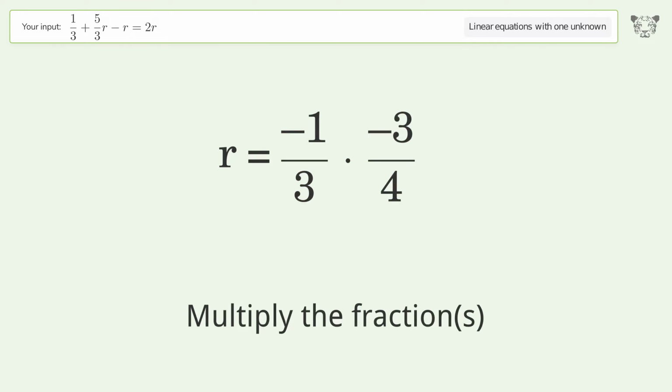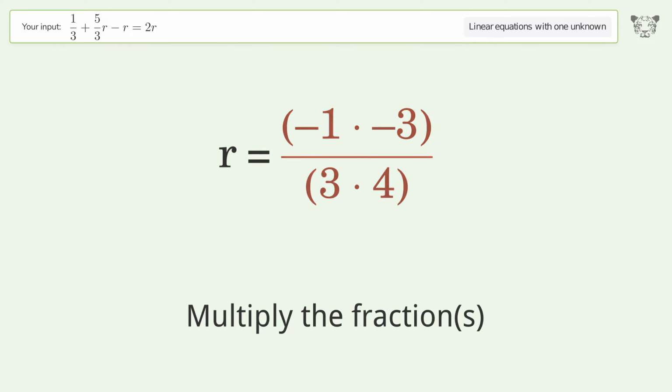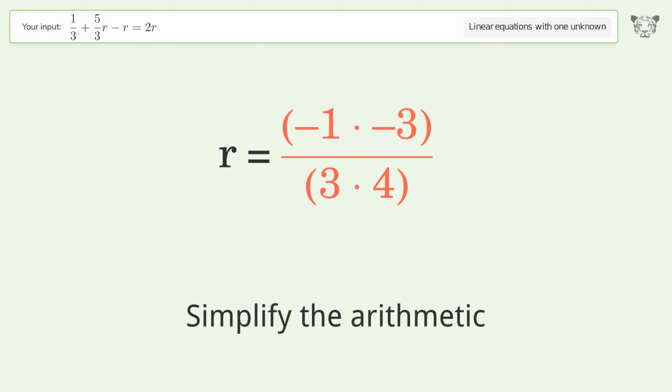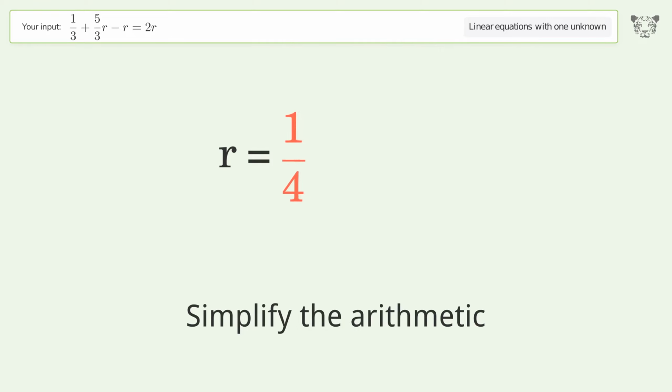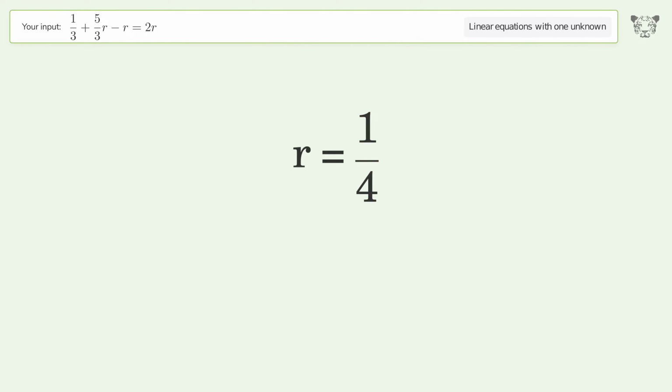Multiply the fractions. Simplify the arithmetic. And so the final result is r equals 1 over 4.